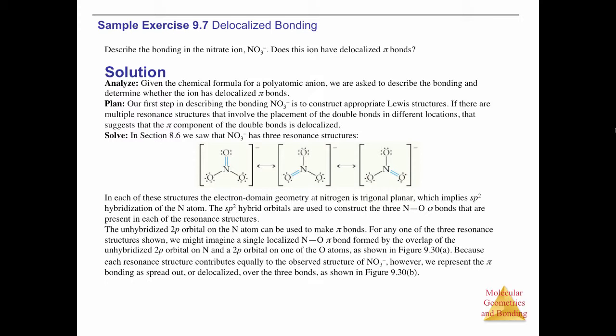For any one of the 3 resonance structures shown, we might imagine a single localized nitrogen-oxygen pi bond formed by the overlap of the unhybridized p orbital on nitrogen and a 2p orbital on one of the oxygen atoms. Because each resonance structure contributes equally to the observed structure, we represent the pi bonding as spread out, or delocalized, over the 3 bonds. Practice exercise: which of the following molecules or ions will exhibit delocalized bonding?